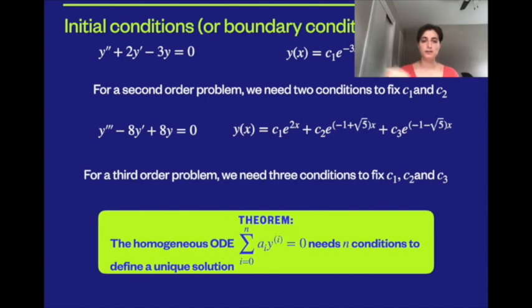So in order to get rid of all the coefficients that are unknown in your general solution, you need either boundary conditions or initial conditions, enough of them to have enough information about where your function lies.